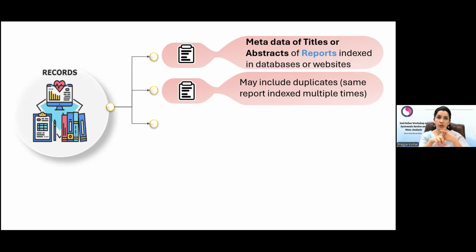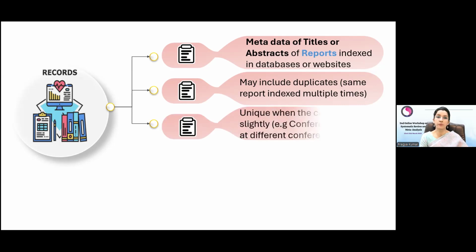So you have got a lot of duplication, because the same study metadata you get from Embase, and you may get it from Web of Science, or from Scopus also. So you need to deduplicate, meaning remove those duplicates, before you start with your title abstract screening. And again, this metadata is unique, but the content may differ slightly. So this is known as the records.